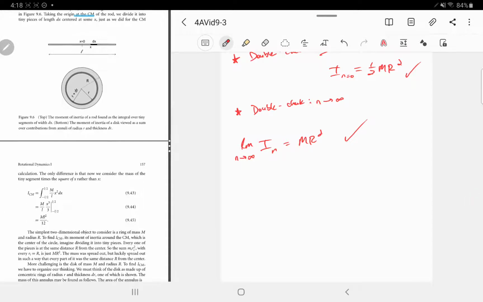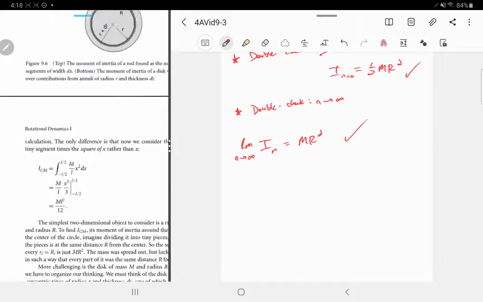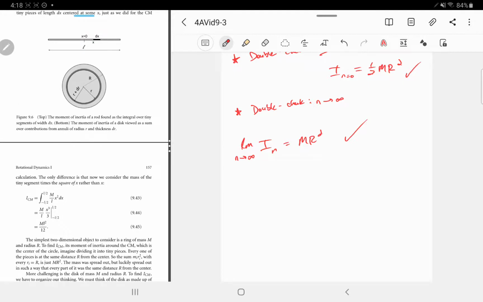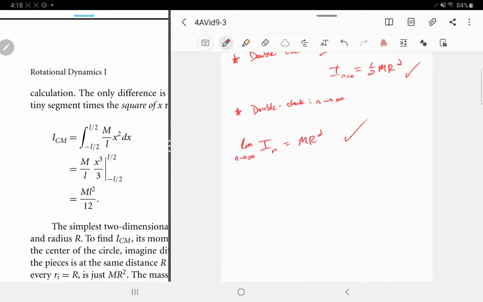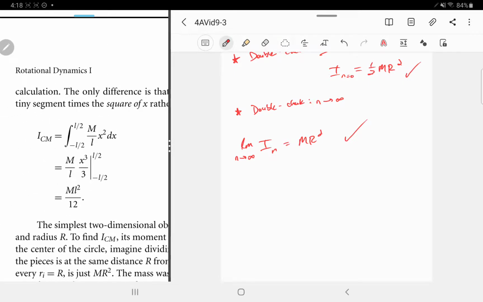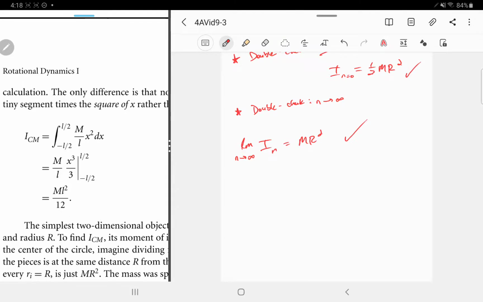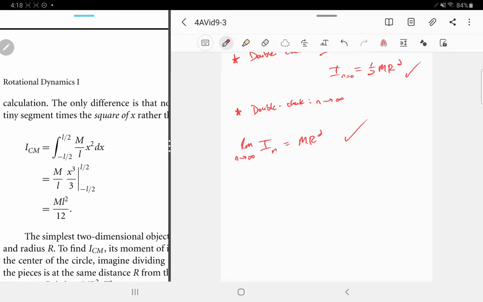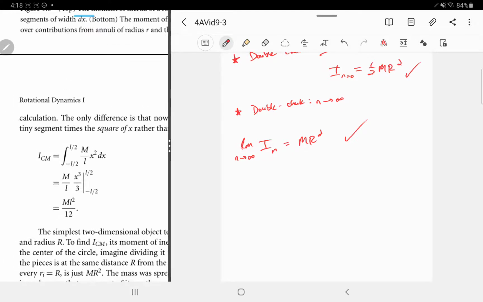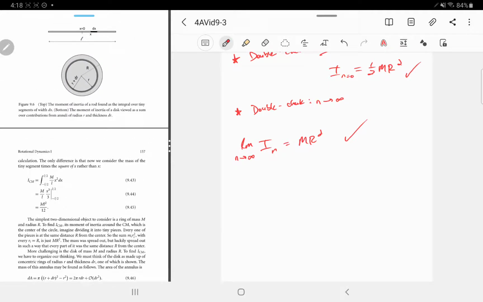Your book also talks about doing this for a rod. So doing a rod about the center, with the axis at the center, you would integrate from minus the length over 2 to plus length over 2. And then you get 1/12 m l squared. You could redo that integral from 0 to L, and you would get 1/3 m l squared.